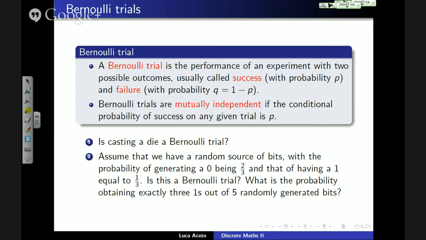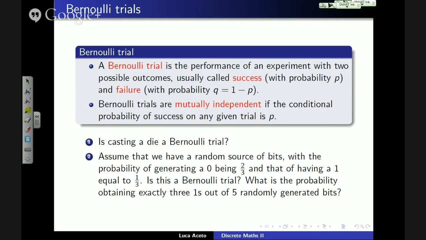So every time you generate a bit, you have an oracle, you say, give me a bit. Out comes a bit. It's a 0 with probability 2/3, a 1 with probability 1/3. Then you say, oracle, give me another bit. Another bit comes out. And the bit goes on, and on and on.